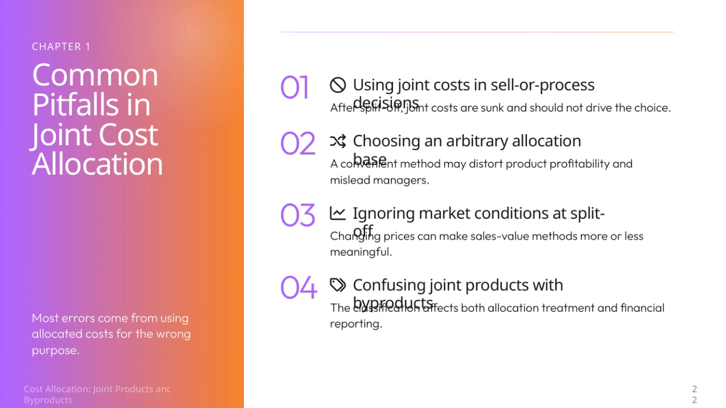Third, ignoring market conditions at the time of the split-off can cause problems, since changing prices can significantly impact the relevance of sales value methods used for allocation. Lastly, confusing joint products with byproducts is a key error to avoid, as the classification affects both how costs are allocated and how financial reporting is handled. Keeping these points in mind helps ensure more accurate and meaningful cost allocation.